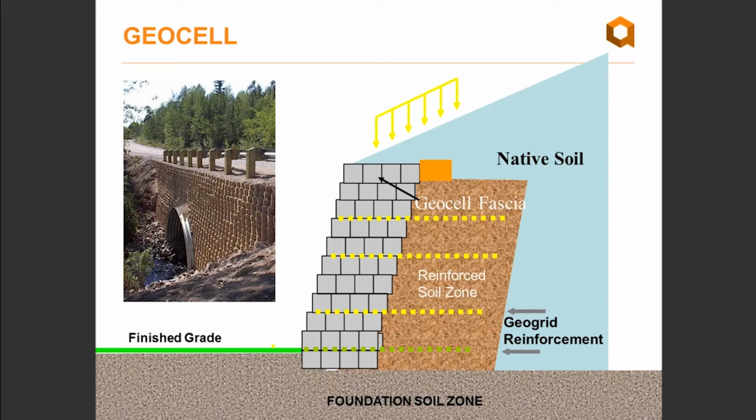GEOCELL is another facing material that can be used in an MSE configuration. Works very well as an end treatment with structural plate products. In essence, GEOCELL is a cellular confinement system, typically used in conjunction with weaker soils. So we use it to create what we would call an engineered grade composite.